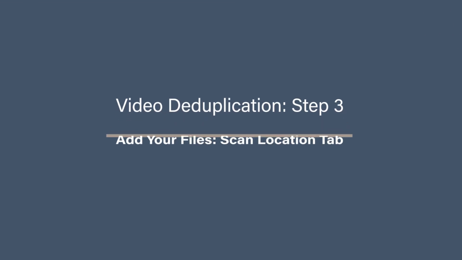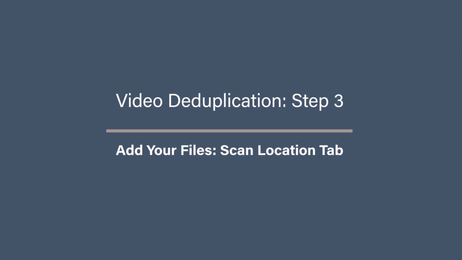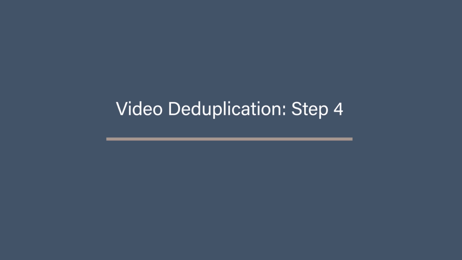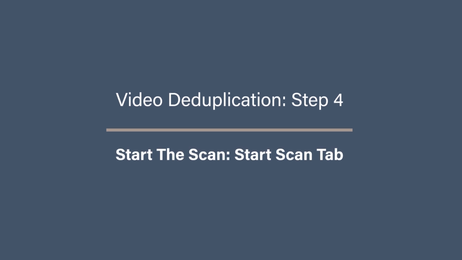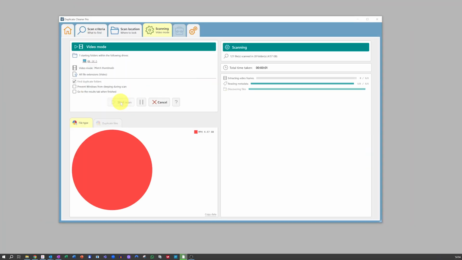Video deduplication, step 3, add your files, scan location tab. Select the folder that you want to sort and move it over with the arrow, or if you're just repeating the same folder from the photo deduplication, leave it all the same. Video deduplication, step 4, start the scan, start scan tab. Again, pretty simple, just press that click to start scan and it will start doing its magic.